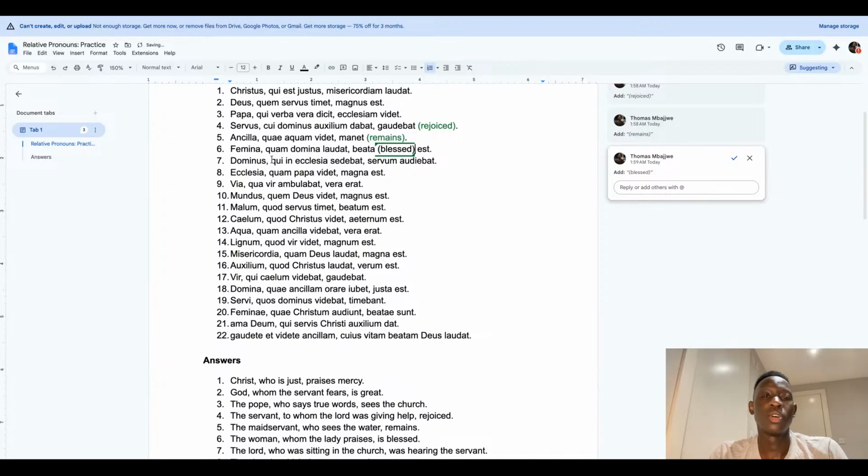Beata. Dominus, qui in ecclesia sedebat, servum audiebat. The Lord, who was sitting in the church, was hearing the servant. Pay attention to this accusative.